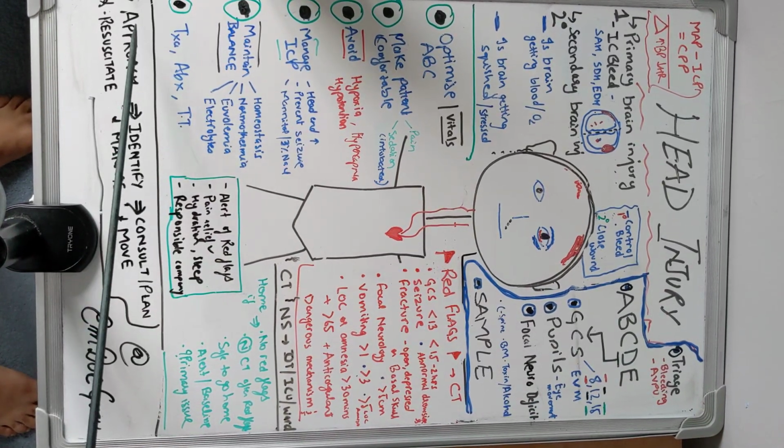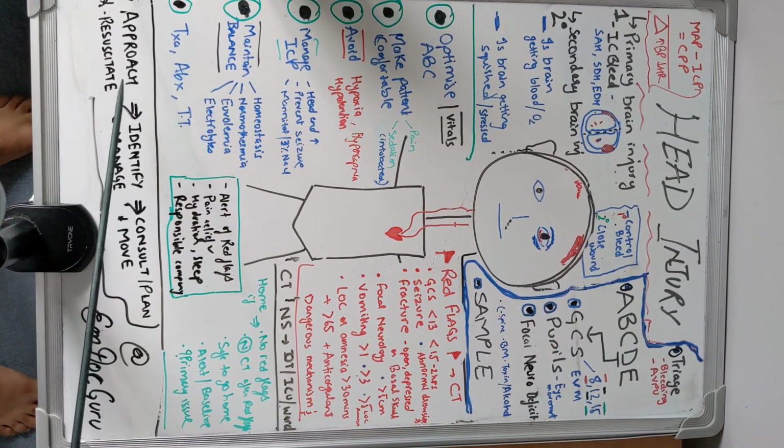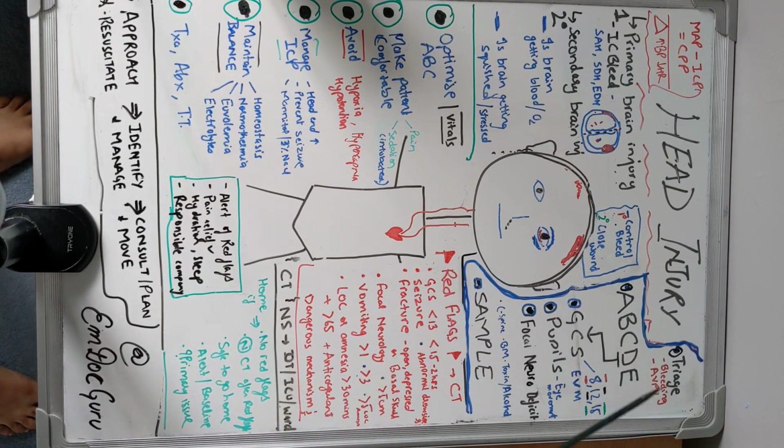Today we are going to talk about management of head injury in the emergency departments. We will talk about how you should approach the patient and resuscitate accordingly. You continue your assessment and identify the extent of head injury and manage accordingly. Then consulting any specialties, the plan, and moving the patient out of the department.